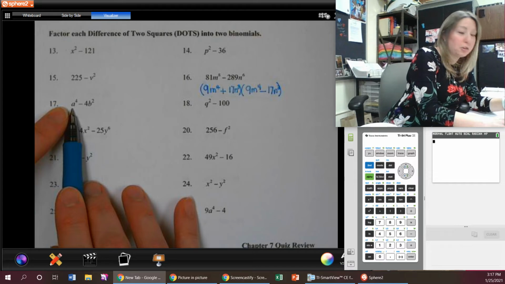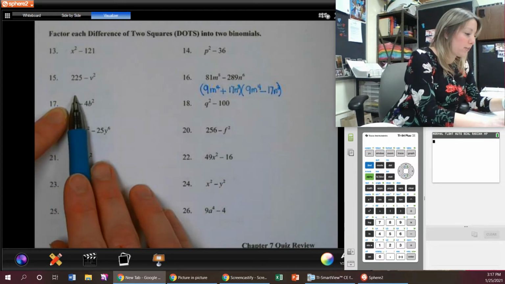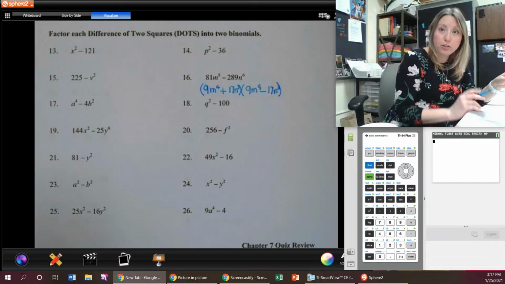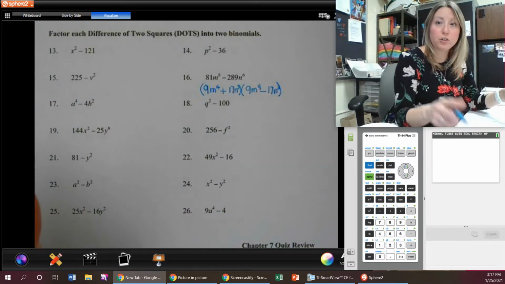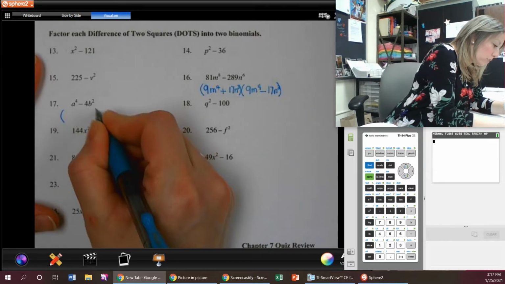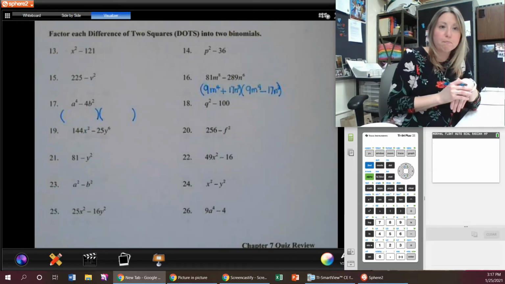How about number 17? A to the fourth minus 4b squared. A to the fourth is a perfect square, 4b squared is a perfect square, and I'm subtracting them. This factors by difference of two perfect squares. I'll make my binomials a little bigger this time.